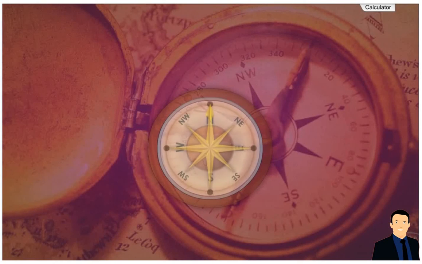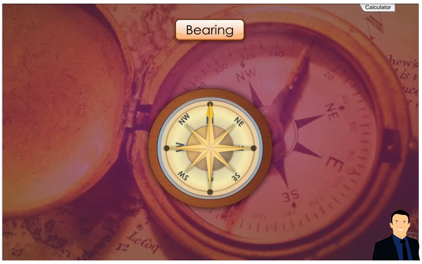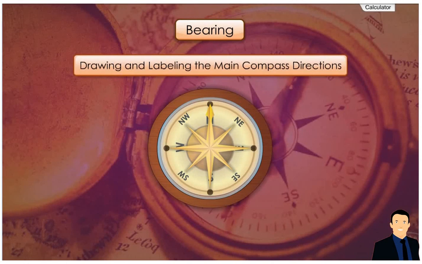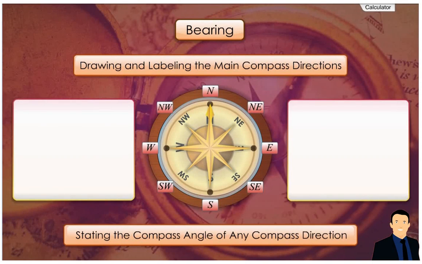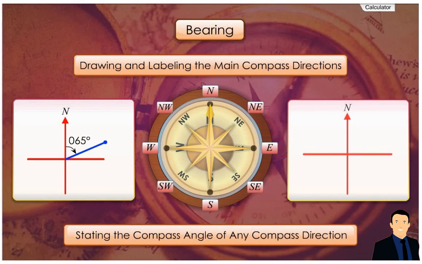In today's lesson, we learned about bearings or compass angles of compass directions. We learned how to draw, label, and find the bearings of the 8 main compass directions or cardinal points on a compass. Besides the cardinal points, we also learned how to state the bearing or the compass angle of any compass direction. These bearings are measured in degrees in a clockwise direction from the north and are stated in three-digit forms. If the bearing involves degrees and minutes, then the minutes will be converted to degrees, and the bearing will thus be stated correct to one decimal point.